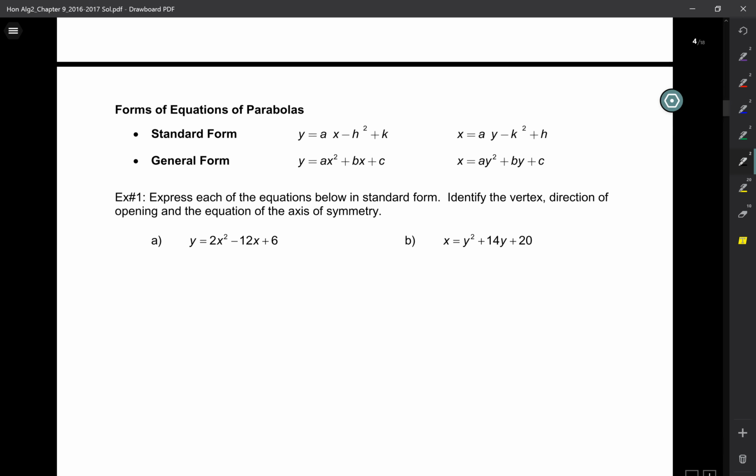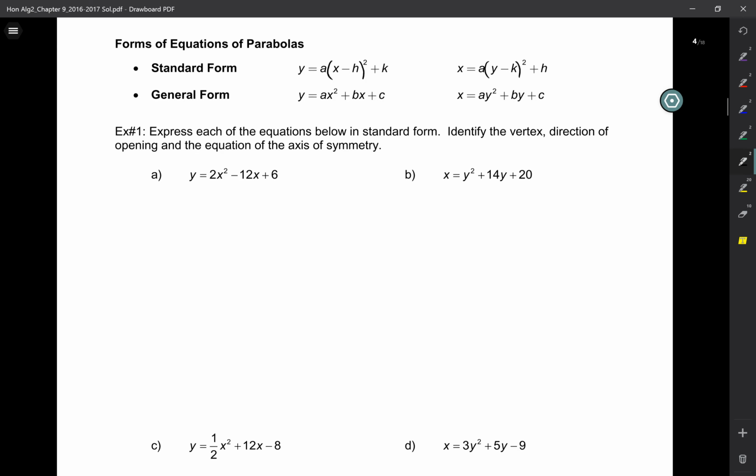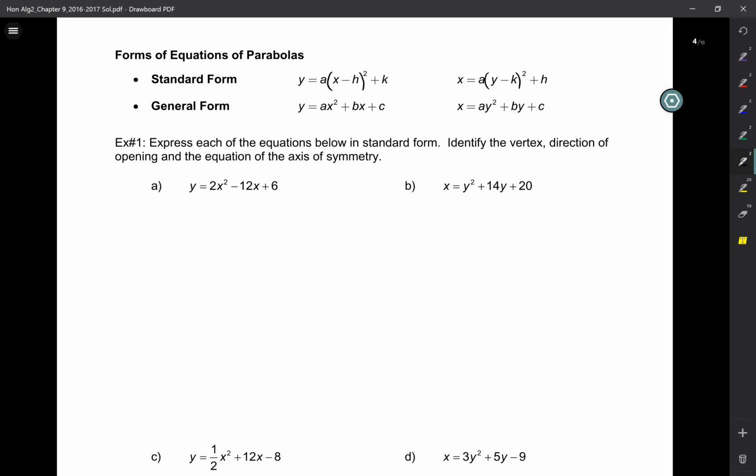The equations of parabolas can be given in either standard form, which looks like this, or general form, like what we're used to, like 3x squared plus 5x plus 6, let's say. Here it says express each in standard form. What we're going to do is complete the square. Do you guys remember completing the square? Yeah, okay, so let's complete the square on this.